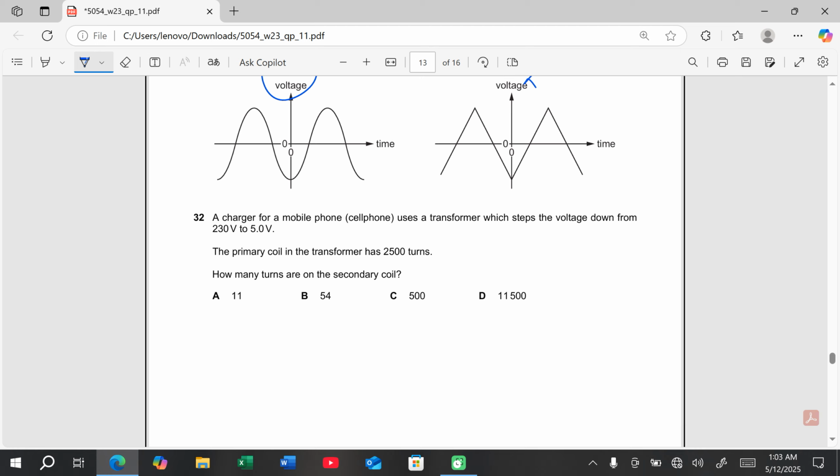A charger of a mobile phone, cell phones uses a transformer which steps the voltage down from 230 to this. The primary coil in the transformer has this many turns. How many turns are there? This is very easy. Vp over Vs is equal to Np over Ns. So primary coil was 230, secondary coil was 5. Primary coil had 500 turns, and we need to do it this way, multiply them together. Let's use a calculator. So that's going to be 54. You can do it with your calculator.